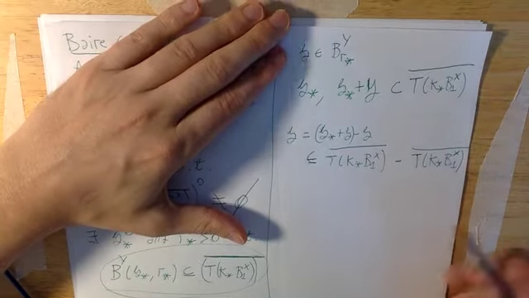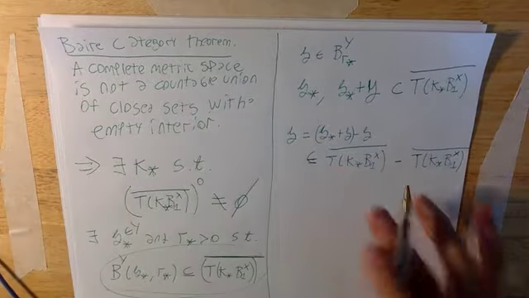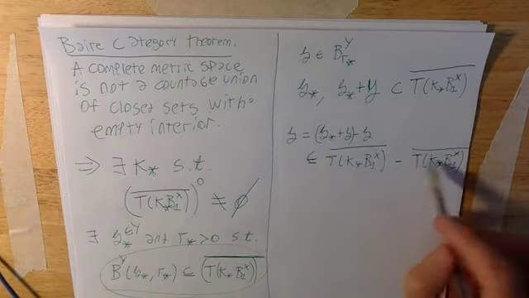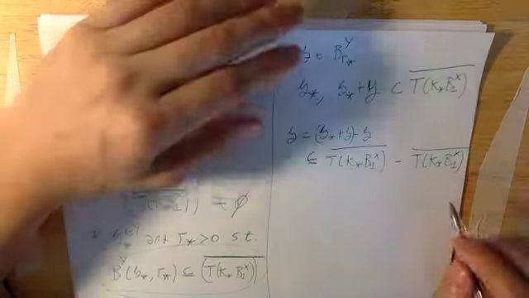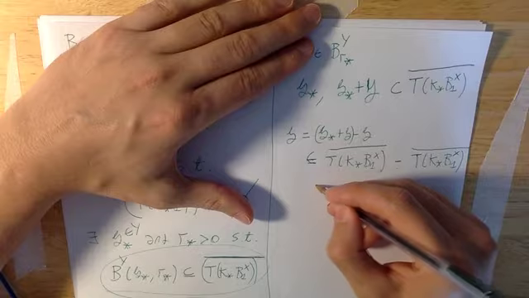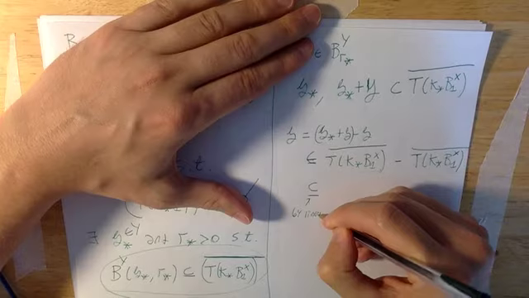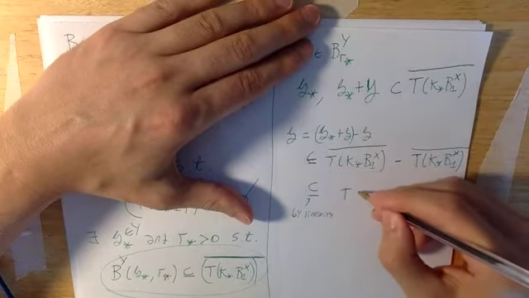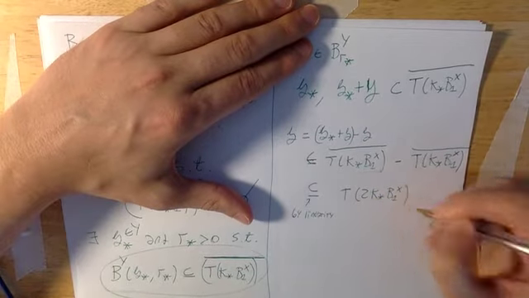Okay, but now we use linearity. So in particular, we can take the closure of the difference. The difference of the sets is just taking all the possible differences of all the elements in this set and in this set. So in particular, by linearity, this has to be contained in the closure of T of 2k star B1x.